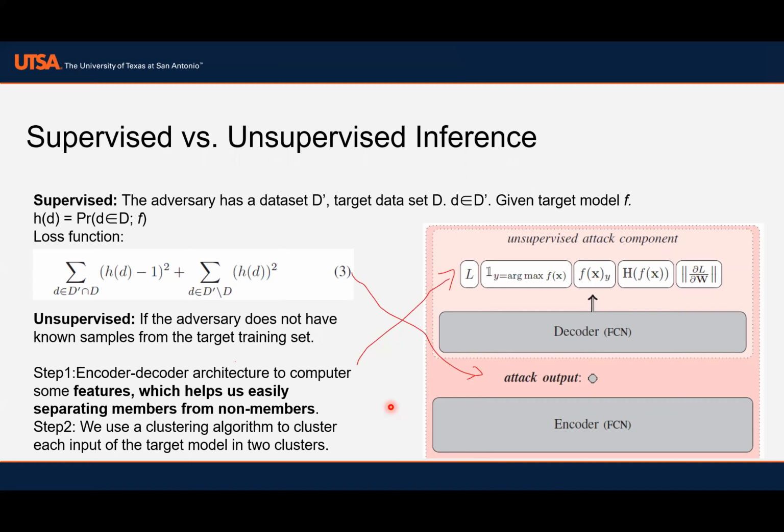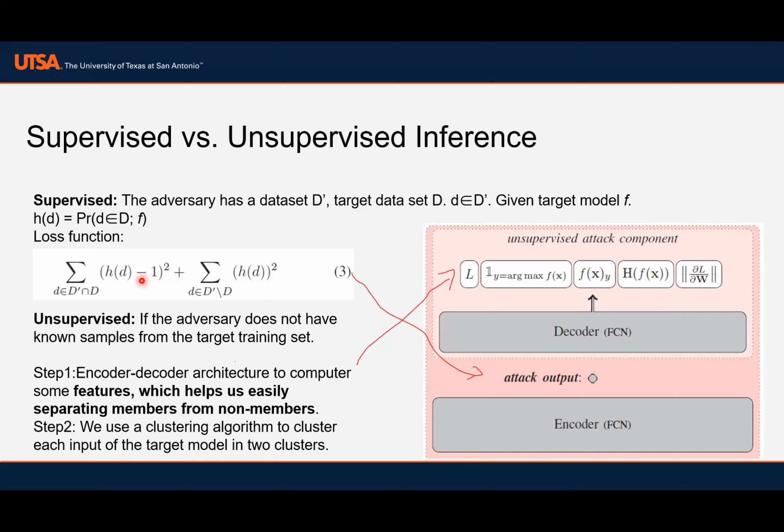So what does this loss function mean? I mean, what do they do? So this loss function they want to minimize? Yes, minimize. Why? What does it mean? Why does minimizing this loss function translate into this inference? Can you explain that? This loss function is for supervised learning. So the output of the encoder H(D) is the membership probability of D, that D belongs to the target data set.